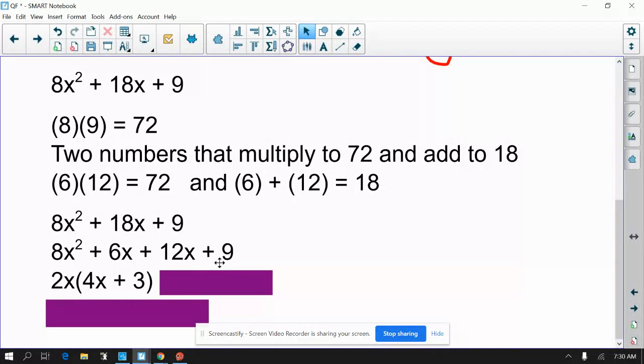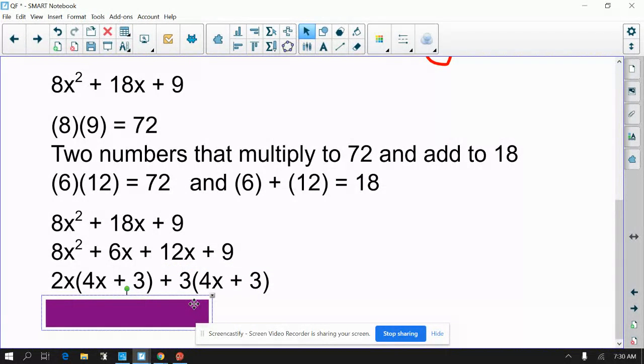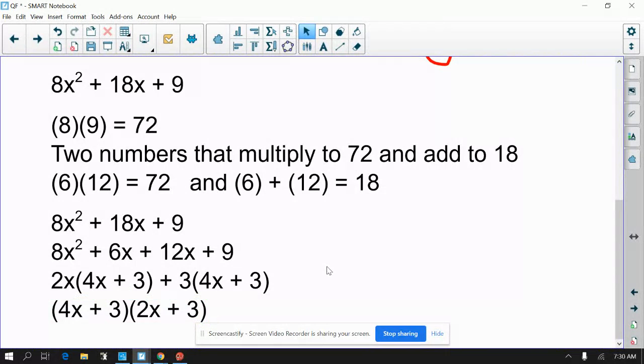These two both have a what in common? A 3. You take that out, you're left with 4x plus 3. And then both of these two big groups have a 4x plus 3 in common. You take that out, and you've got it. This is the final answer. And just do a quick mental check. When you multiply these two, you have to get this.